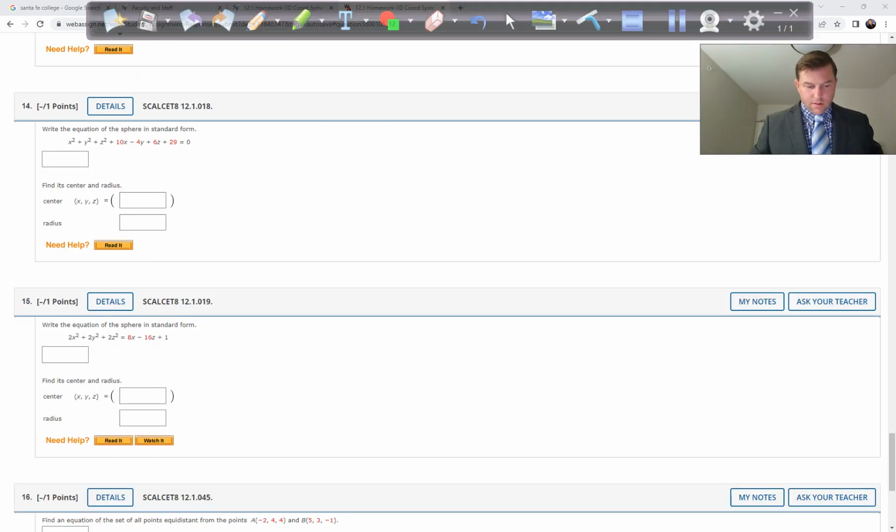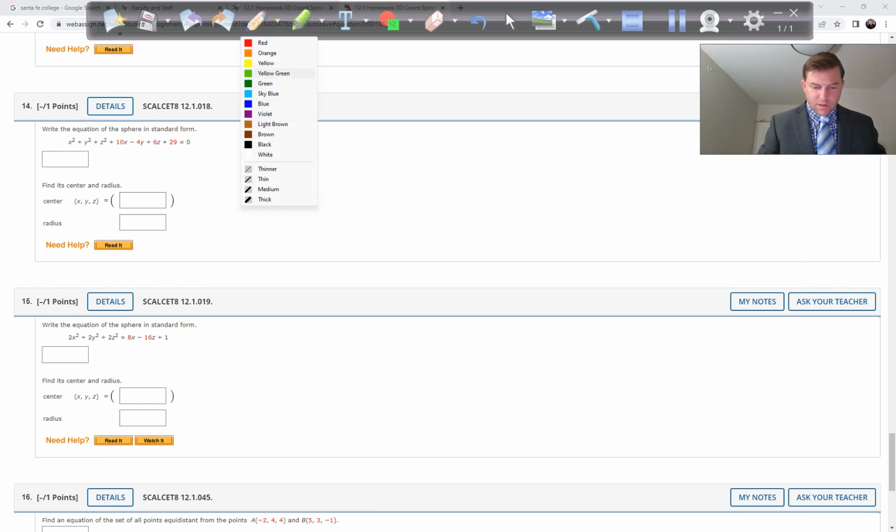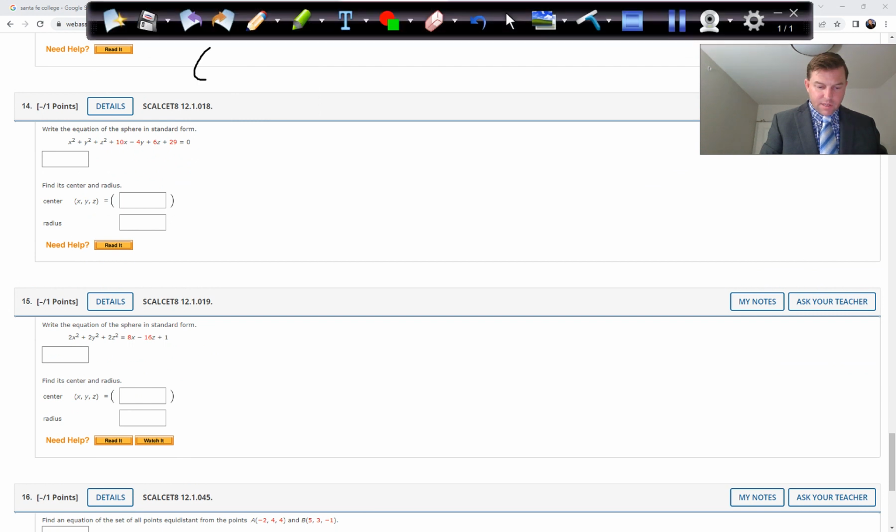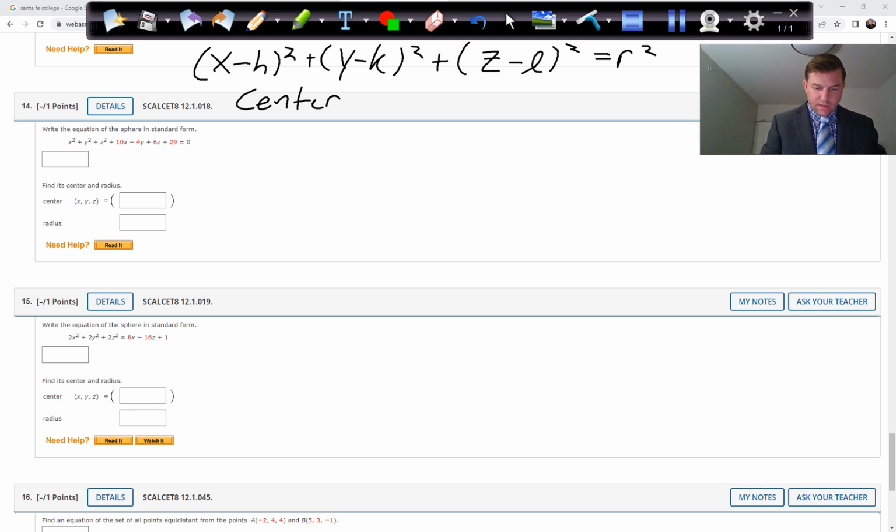Problem 13. Okay, problem 14 is going to be a sphere in standard form. Well, we've seen this, but I'll write it. A sphere in standard form is (x minus h) squared plus (y minus k) squared plus (z minus l) squared equals the radius squared, where the center of this sphere is located at the point h, k, l.